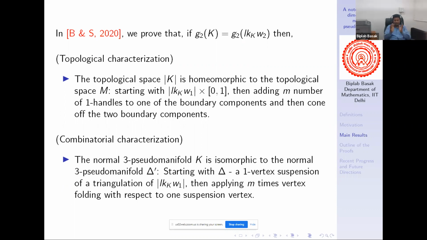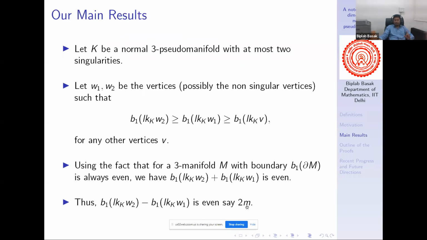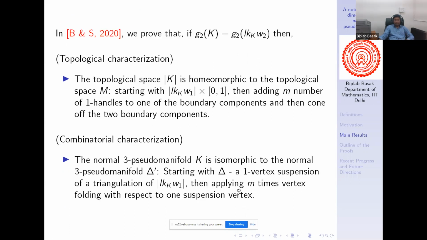So what is it in terms of a figure? Suppose you have a normal three pseudo manifold which satisfies this property, and say one singularity is RP2 and another singularity is the connected sum of three copies of RP2. So therefore in our case this m is 1, because b1 of link of w2 is 3 and b1 of link of w1 is 1. So the difference is 2, therefore m is 1.